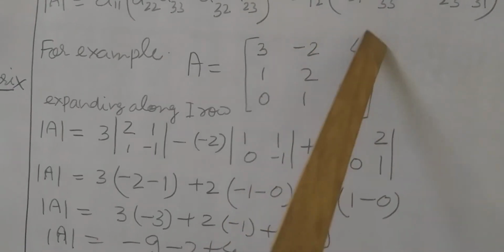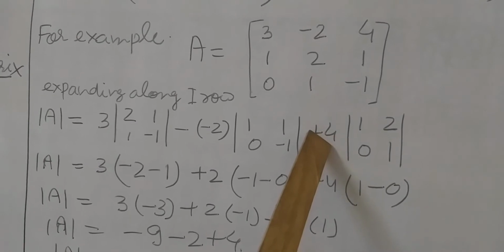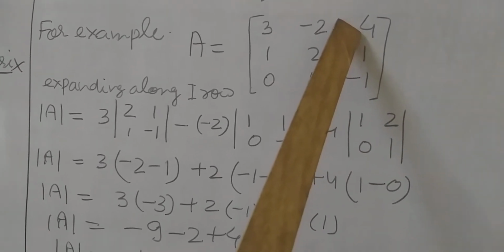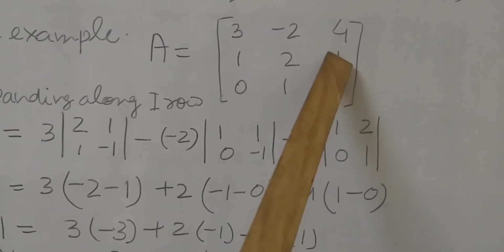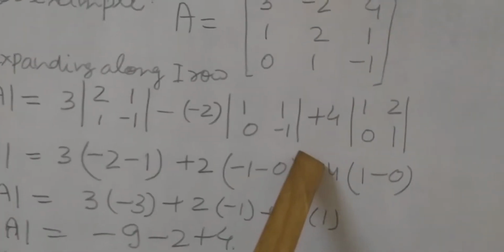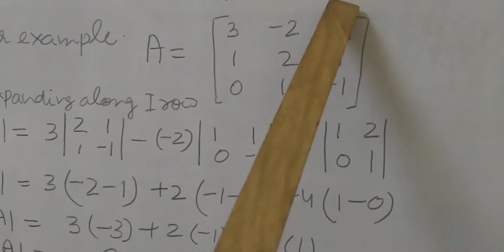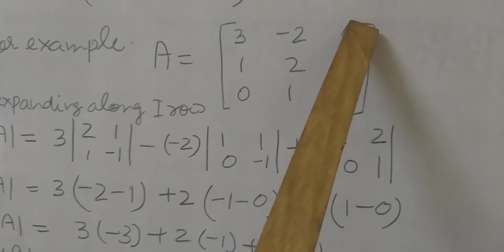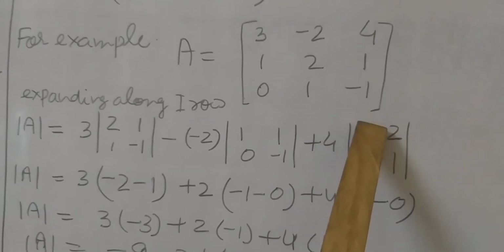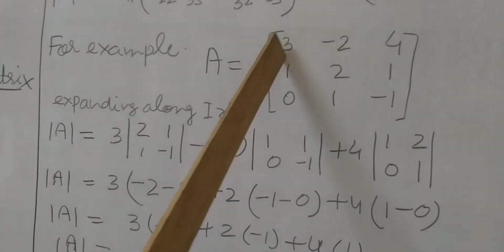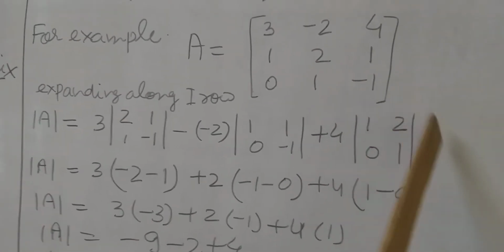Now the third element of row 1, student, 4. Write 4 here and check its position. It is at A13. So 3 plus 1 is 4, an even number. So we have to put a plus sign here, student. Now delete its row. The first row will be deleted, and delete its column in which it lies. The third column is deleted. Left values are these 4: 1, 0, 2, 1.